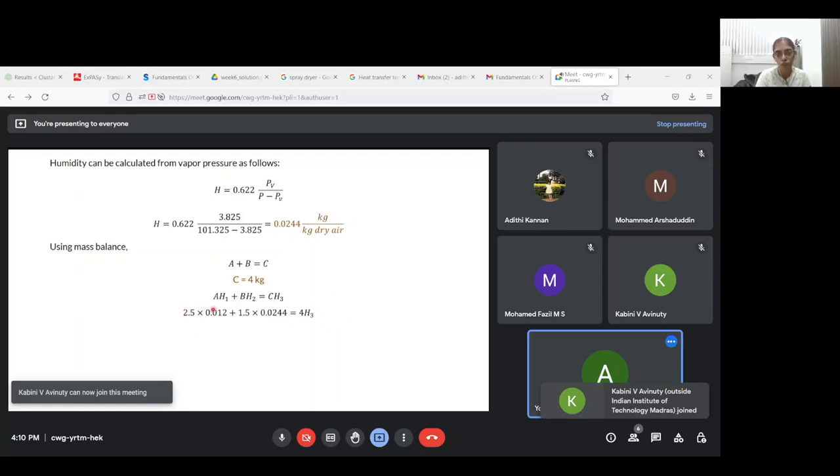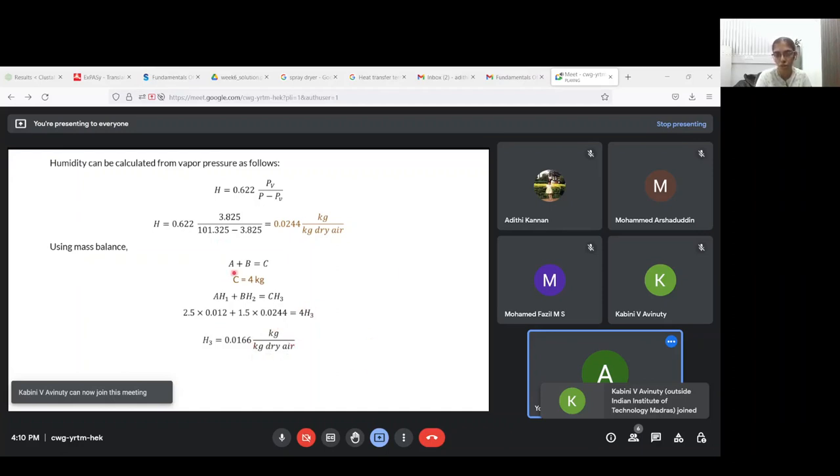H1 is already given in the question as 0.012 kg of water per kg of dry air. B is given as 1.5 kg and H2 we just calculated. And we know the total amount of C is 4 kgs. So from this you can calculate your H3, which is the humidity of your outlet stream. So H3 comes out to be 0.0166 kg of water per kg of dry air.